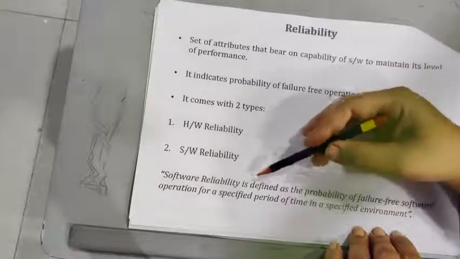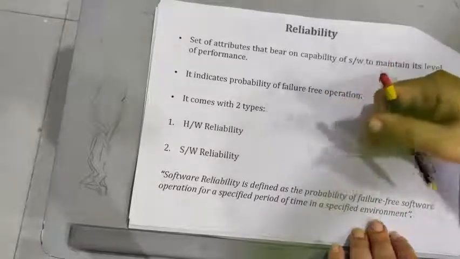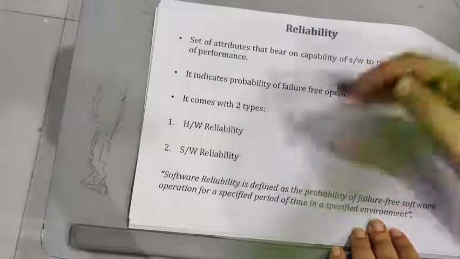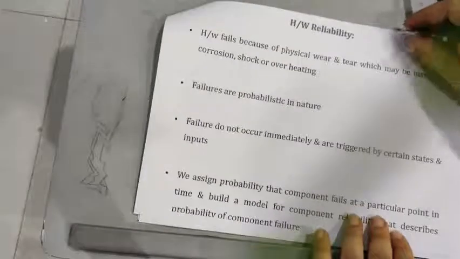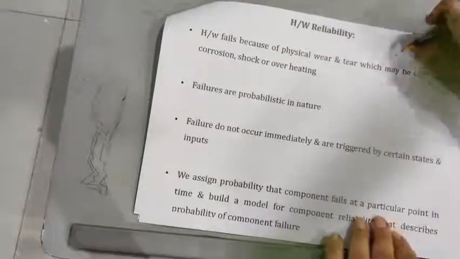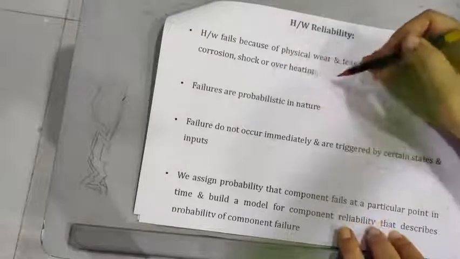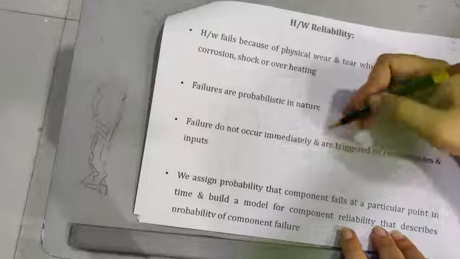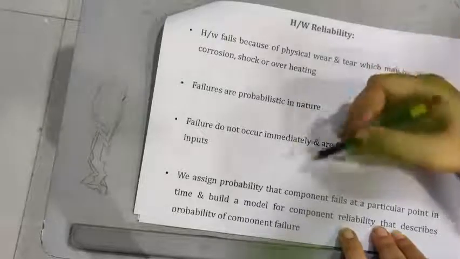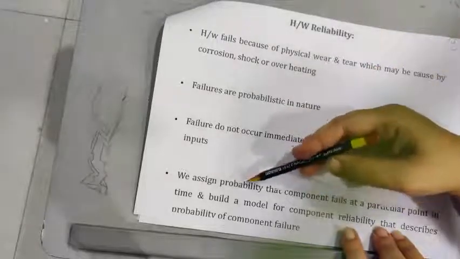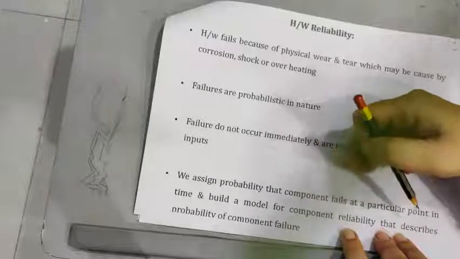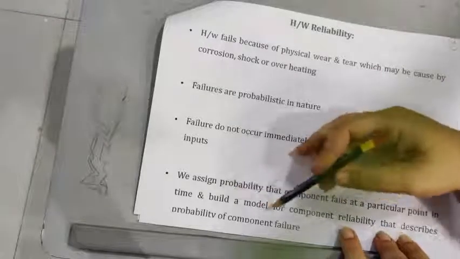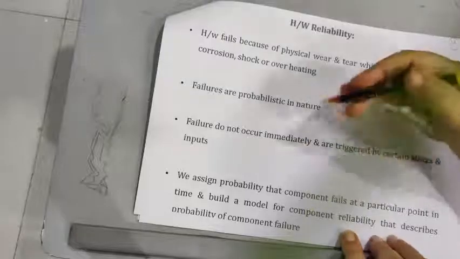Software reliability is defined as the probability of failure-free software operation for a specific period of time in a specific environment. Hardware reliability fails because of physical wear, which may be caused by corrosion, shock or overheating. Failures are probabilistic in nature. Failures do not occur immediately and are triggered by certain states and inputs. We assign a probability that a component fails at a particular point in time and build a model for component reliability that describes the probability of component failure.